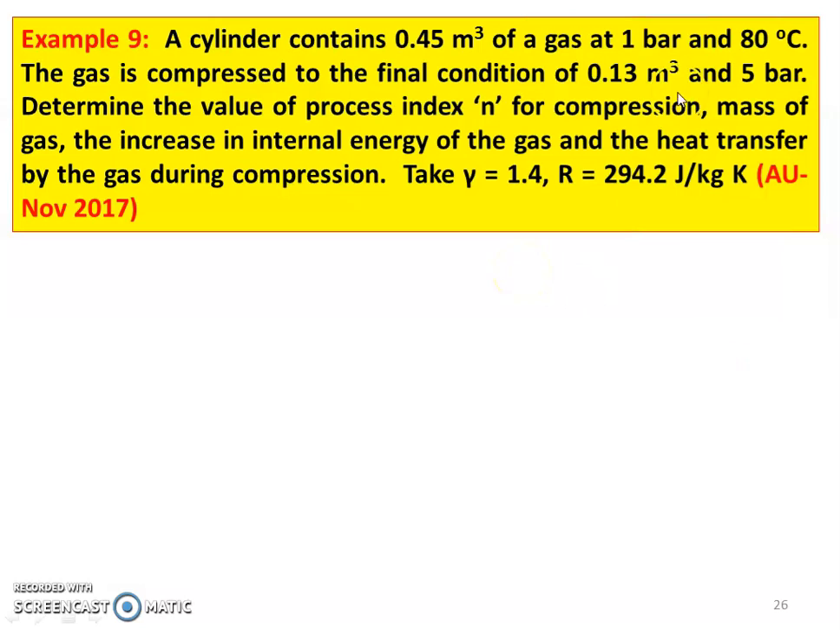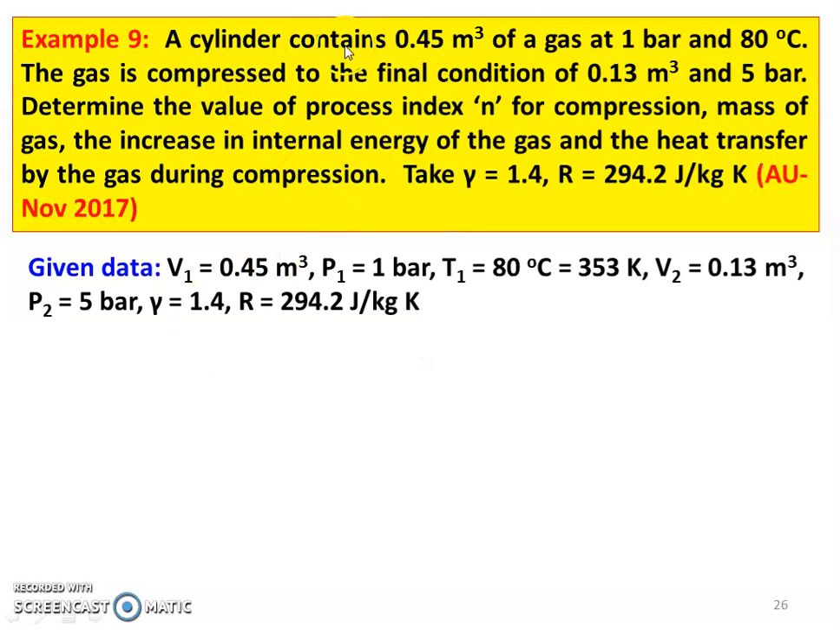Example number 9. A cylinder contains 0.45 meter cube of gas at 1 bar and 80 degrees Celsius. The gas is compressed to the final condition of 0.13 meter cube and 5 bar. Determine the value of process index n for compression, mass of gas, increase in internal energy of the gas and heat transfer by the gas during the compression. Take gamma equal to 1.4 and capital R, gas constant, equal to 294.2 joules per kilogram Kelvin. This is from the November 2017 question paper.